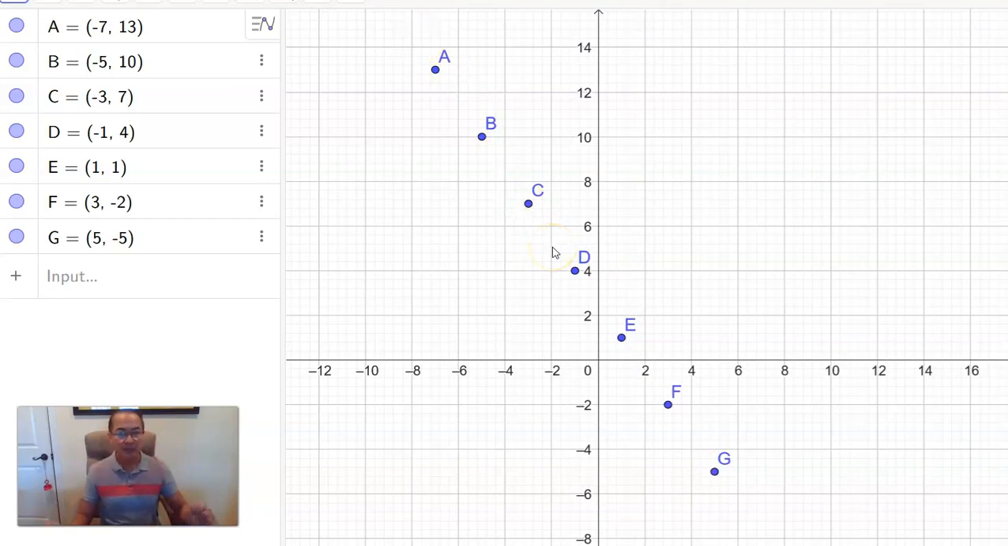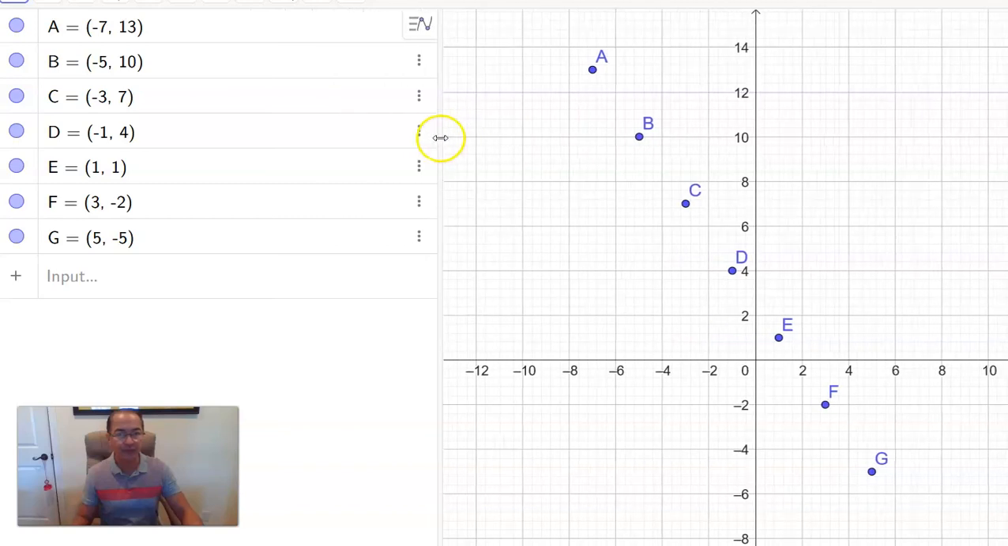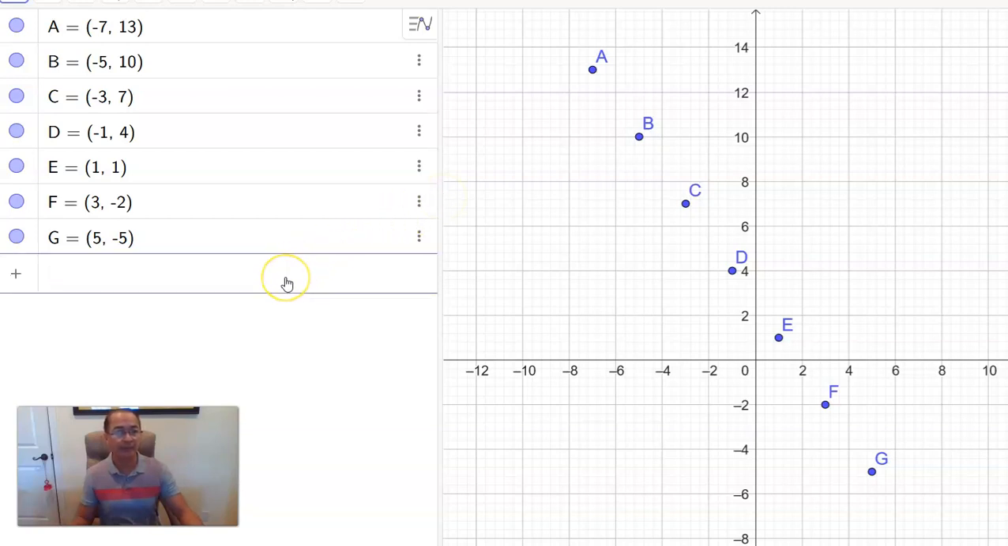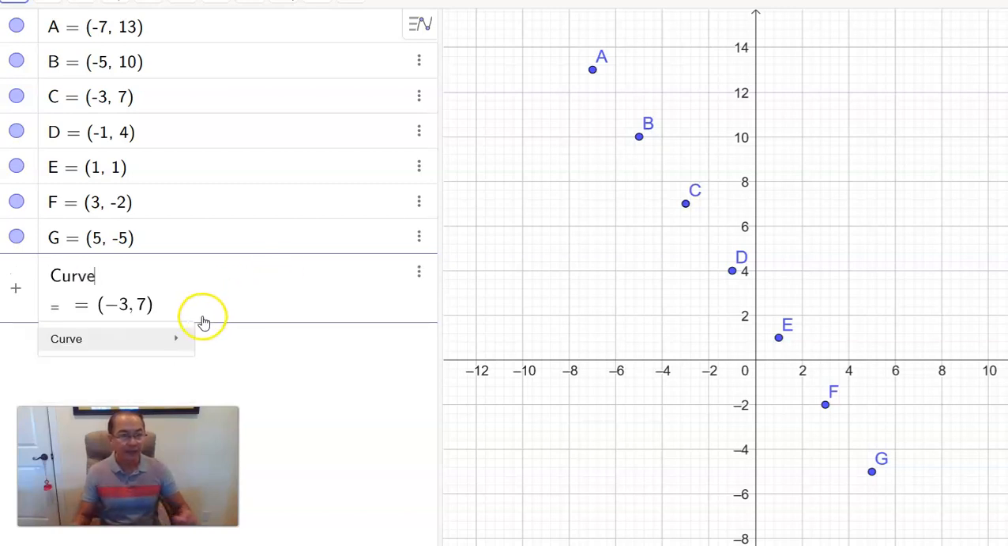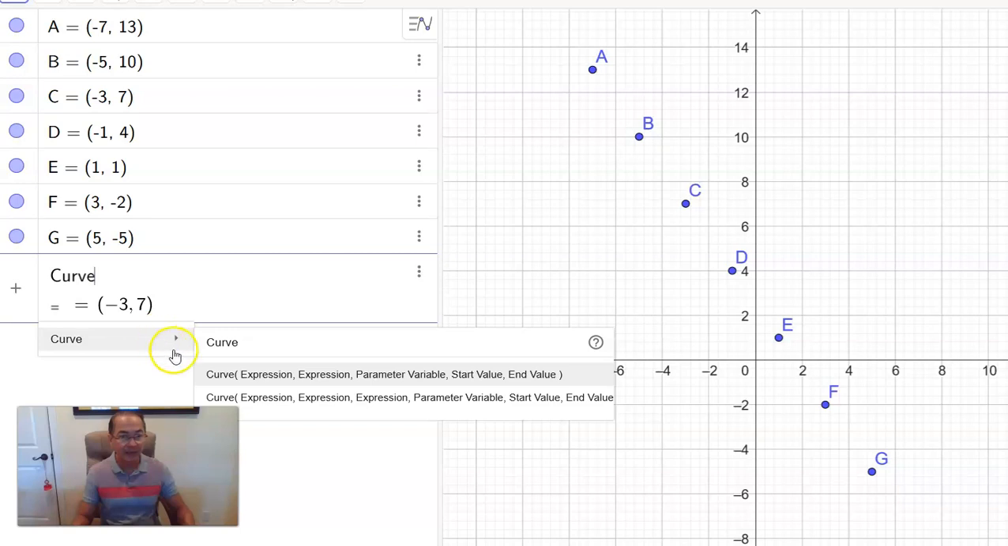Okay? So I'm going to show you a GeoGebra command that I don't think we've used before, where we get to basically plot a pair of parametric equations. The command is curve. So there's the curve command. It can be expression, parameter variable, our t, start value, and end value.